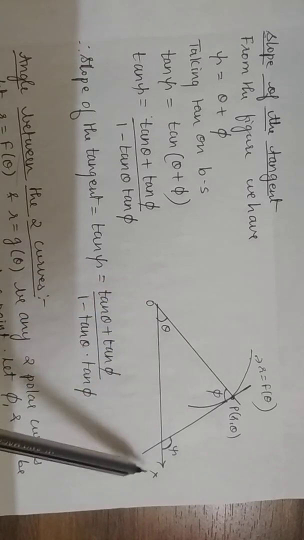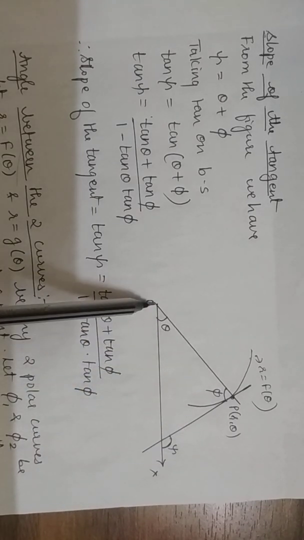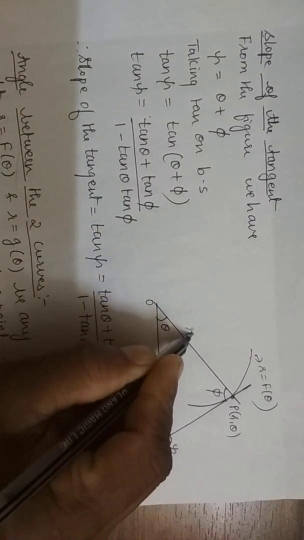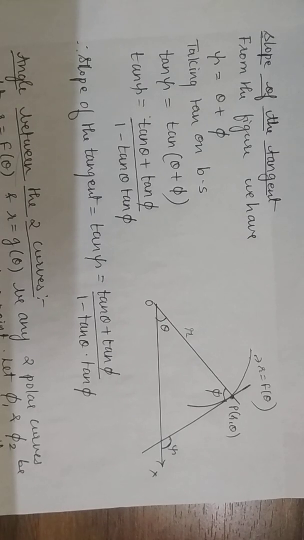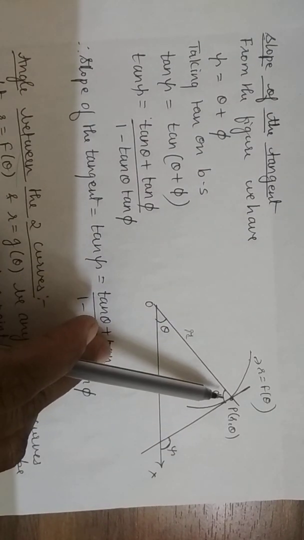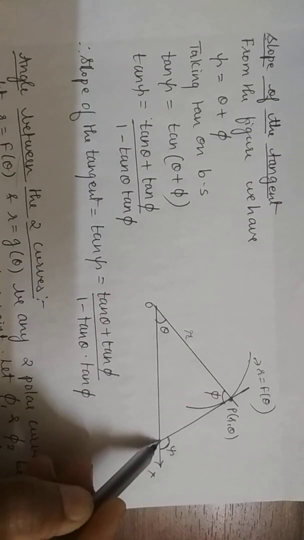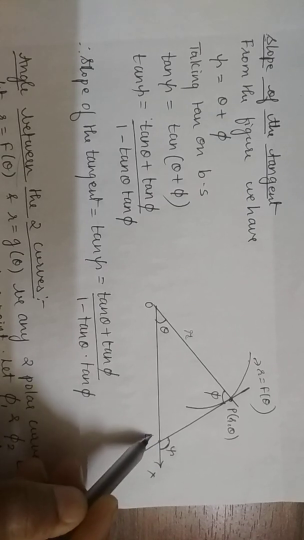Let OX be the initial line. Okay, I will join O to P. This will become the radius vector. So this radius vector is denoted as r. I will draw a tangent at the point P which cuts the initial axis at a certain point, I'll take it as L.